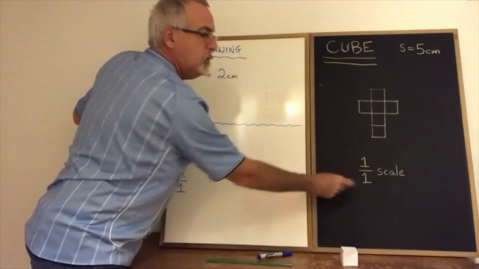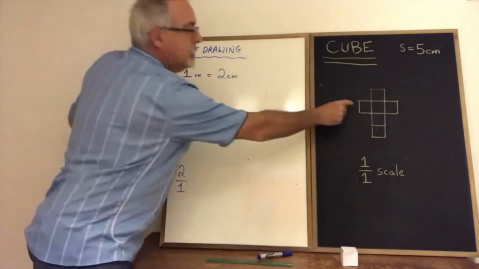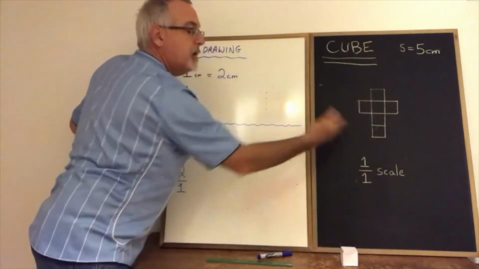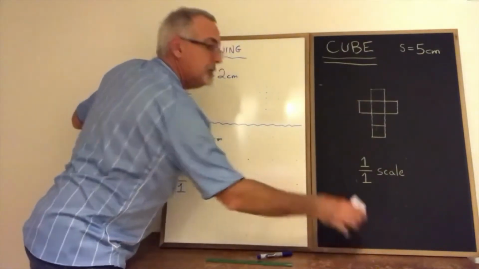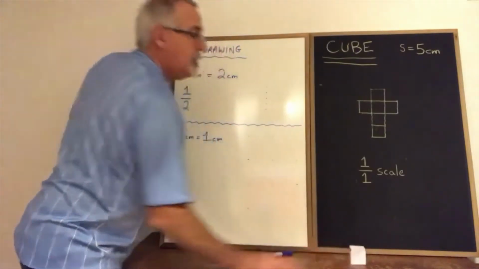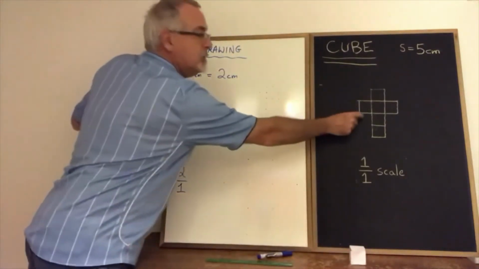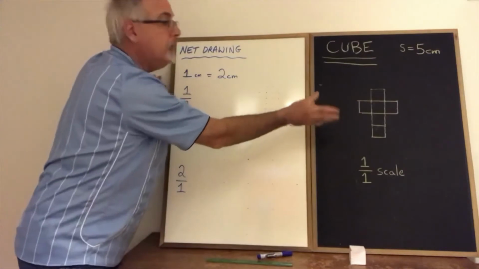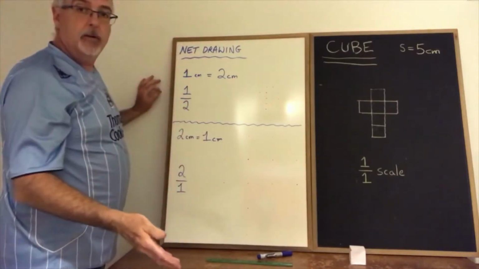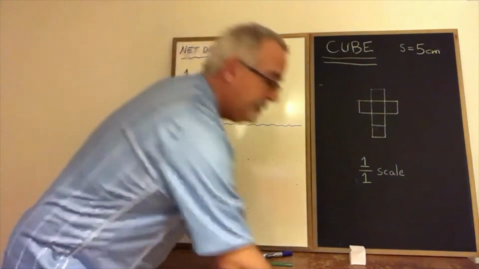I drew it at a 1-to-1 scale, which means that all of the side lengths of the squares in this drawing are 5 centimeters, the same as the side lengths in the real original object. And in this case, it was possible to do that and it would be able to fit on a normal sized sheet of paper. But that's not always the case.